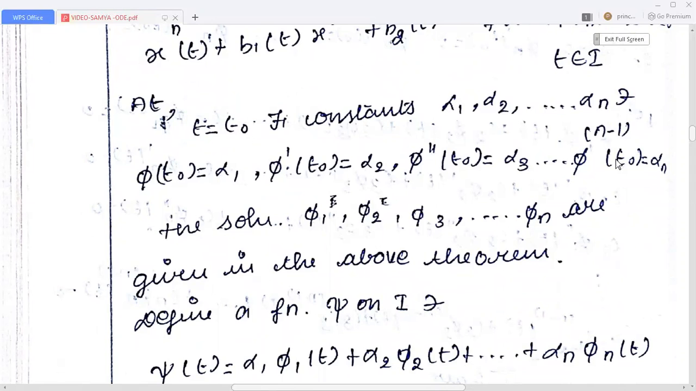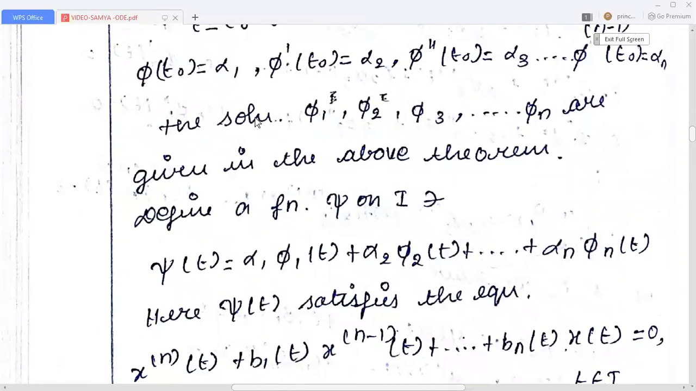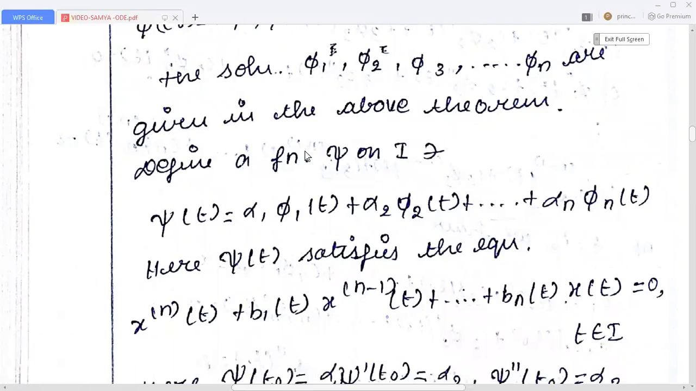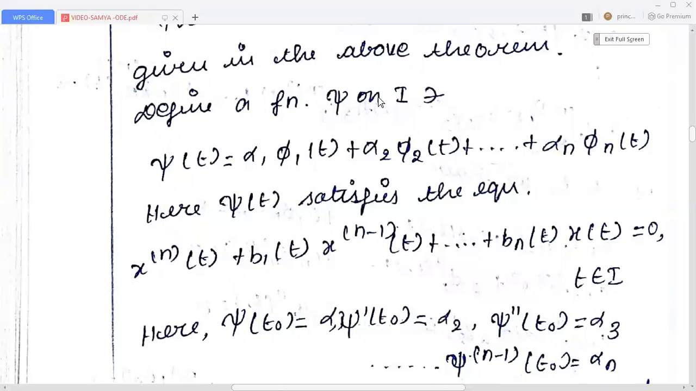π_n^(n-1)(t₀) = αₙ. The solutions π₁, π₂, π₃, etc., πₙ are given in the above theorem. Consider a function ψ on the interval I such that ψ(t) = α₁π₁ + α₂π₂ + etc. + αₙπₙ.